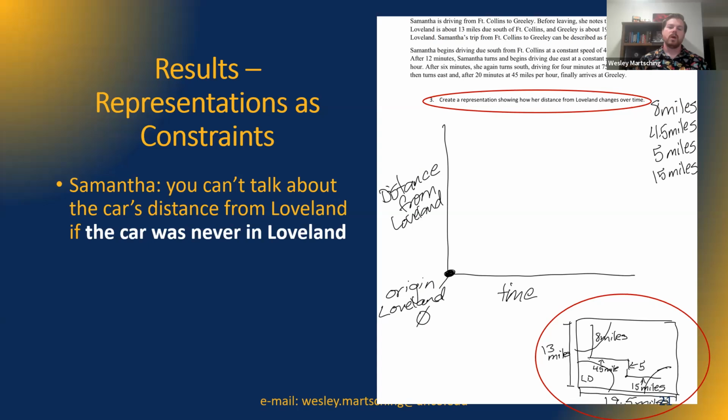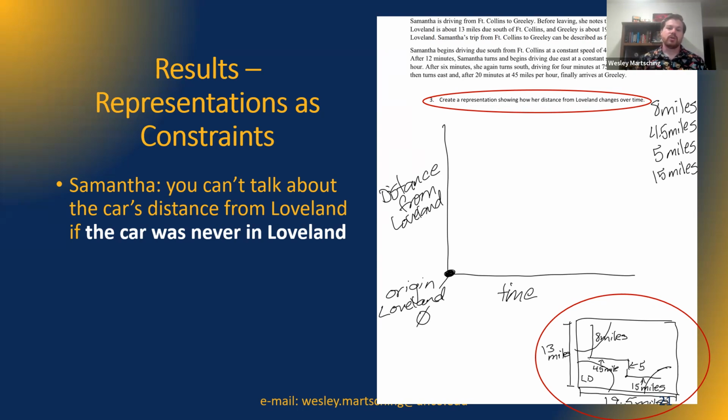Samantha also continually referred to her map and also used this reasoning about the orientation of the cities to talk about what she was doing. And in this example, this third question for task 1, the participants were asked to create a representation showing how the car's distance from Loveland changed over time. For Samantha, her interpretation of this task also provided a constraint.